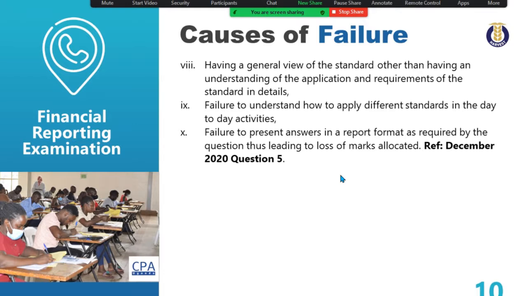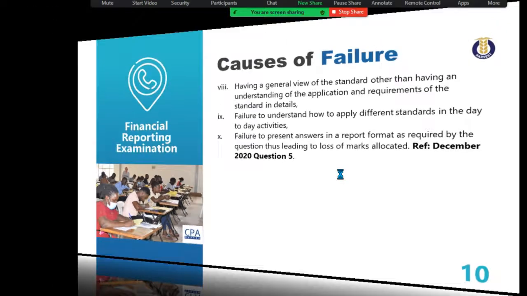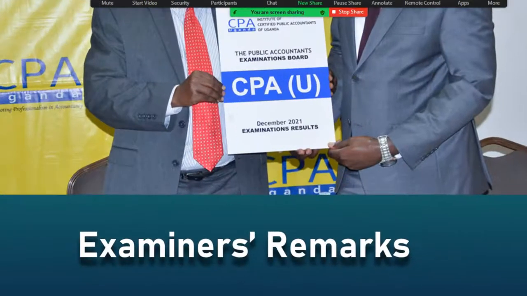Failure to present answers in a report format as required by the question, thus leading to loss of marks allocated. Yes, you can look at December 2020 question 5. It's not a must that always you're going to present information as a statement, as an extract. No. You might be required to present your answers in form of a report. So do not miss that professional mark of report preparation. December 2020 question 5 is one of the cases I can cite here.